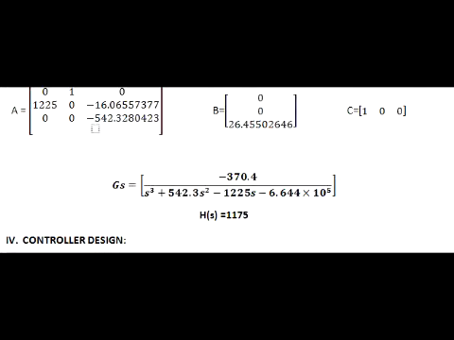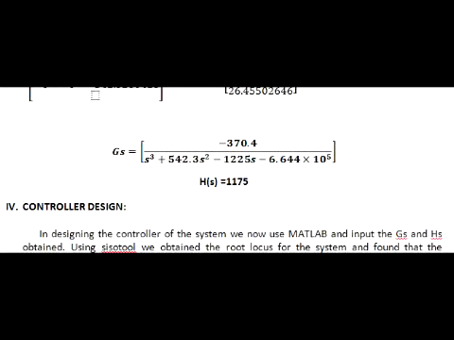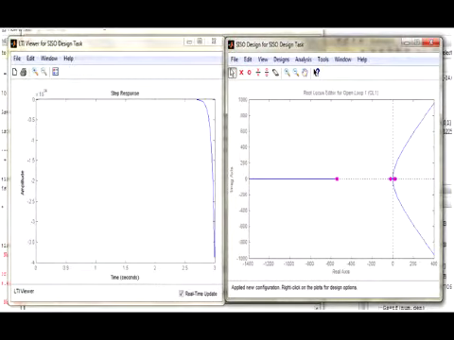Using MATLAB to simplify the process of solving the g of s, we get this. Using MATLAB, we get these graphs. At the right window, as you can see in the graph, a pole is located at the positive x-axis, thus making this system unstable. In order to make this system stable, we add a compensator.